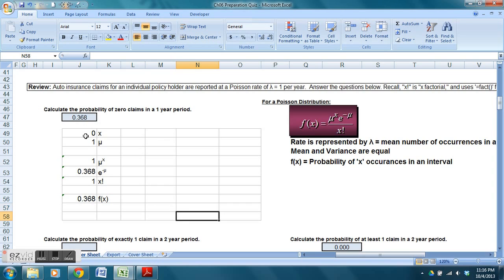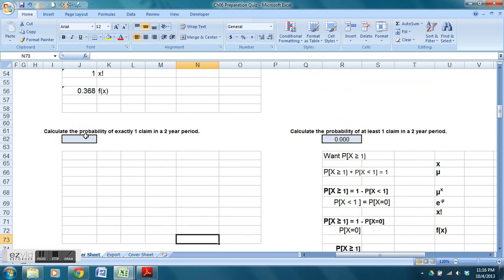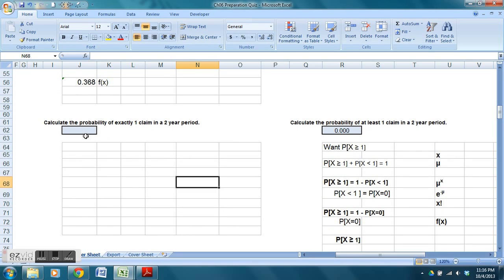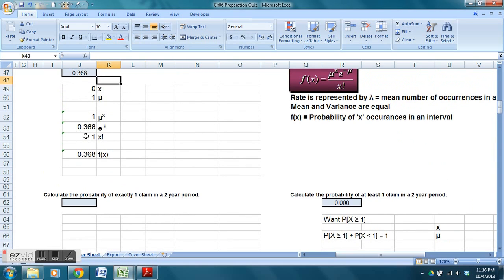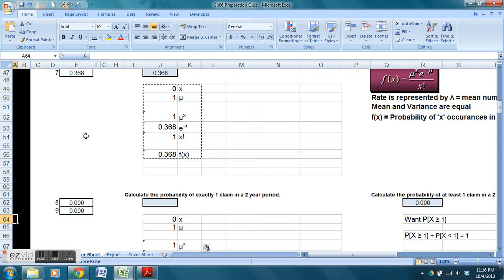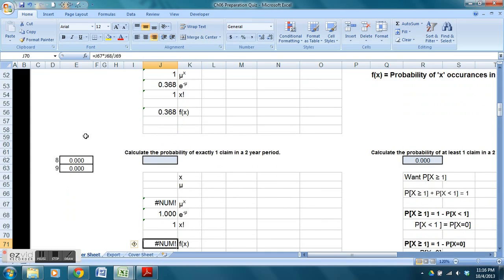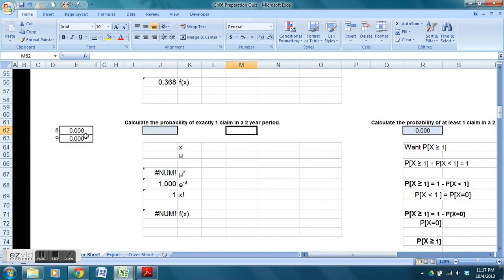So, let's go down. Calculate the probability of exactly 1 claim in a 2-year period. Alright, so we're going to start out with this again, since the framework's the same. We're going to delete this. Delete this, delete this. The equations don't change, our inputs just change.